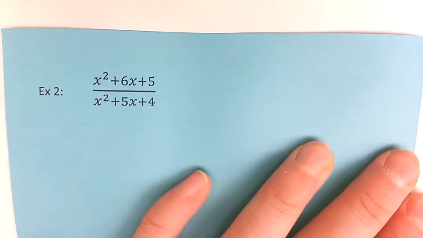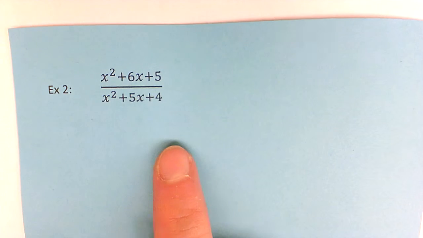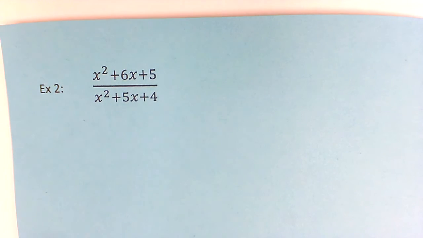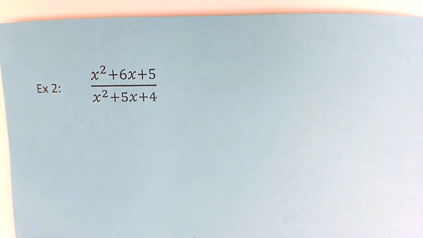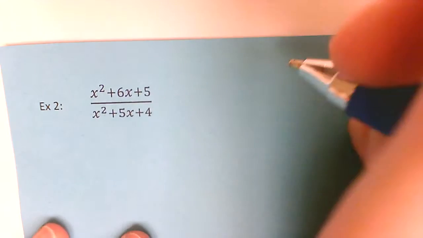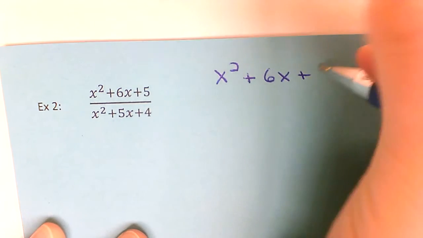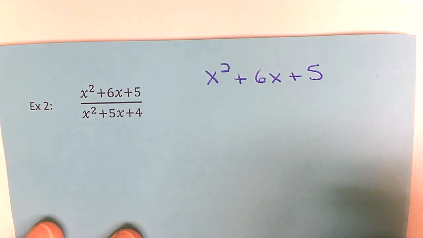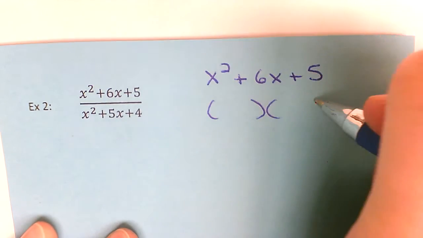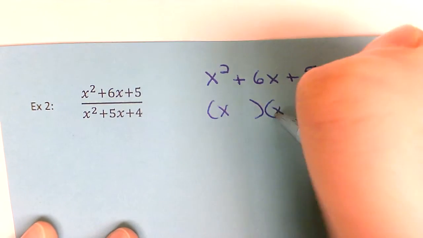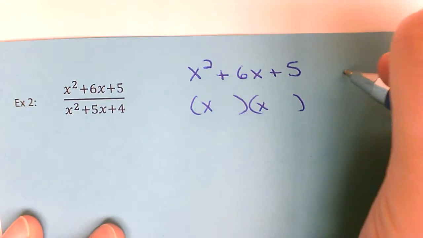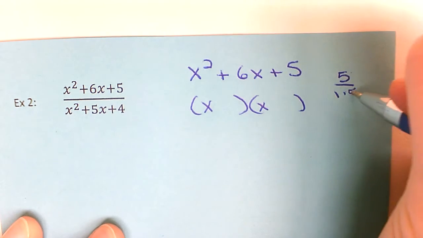All right, example number 2. Same idea, but this time I've got 2 trinomials, so it looks like I'm going to have to factor both. So let's come over to the side. I'm going to do the first one in blue. That's x squared plus 6x plus 5. If I'm going to factor that, it starts with a regular x, so I'm going to go ahead and put my x's in the parentheses. And my factors of 5 are just 1 times 5.